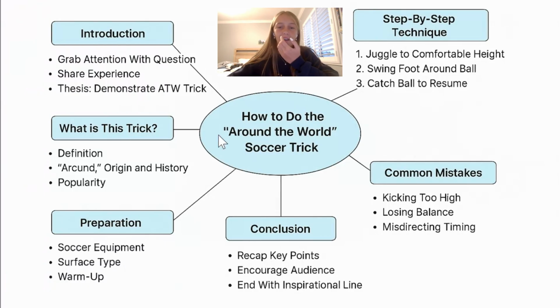The next section I have is the step by step technique section, and this is the heart of the speech. I'll break the trick down into 3 main steps. The first one being juggle the ball to a comfortable height. Then, as the ball peaks, swing your dominant foot around it in a circular motion. And then you catch the ball again with your foot to continue juggling.